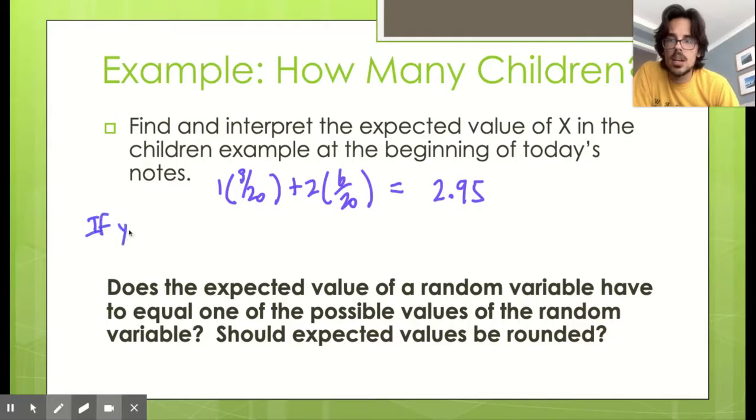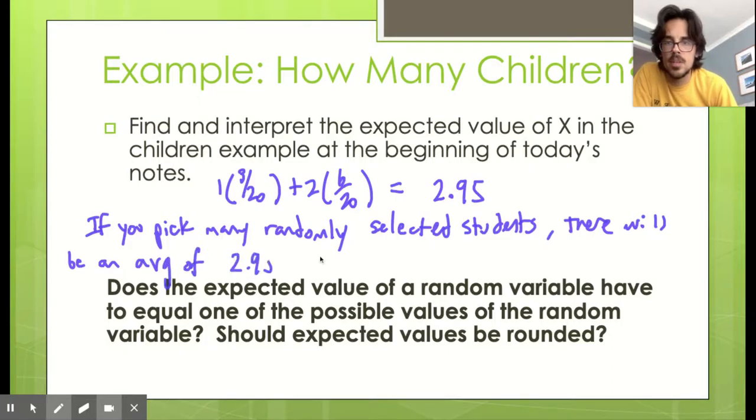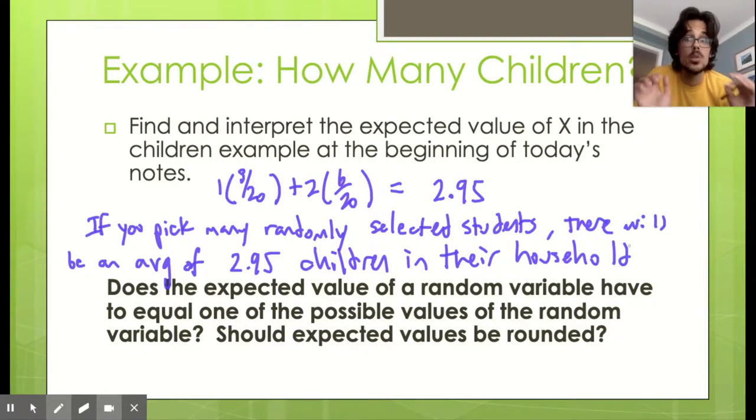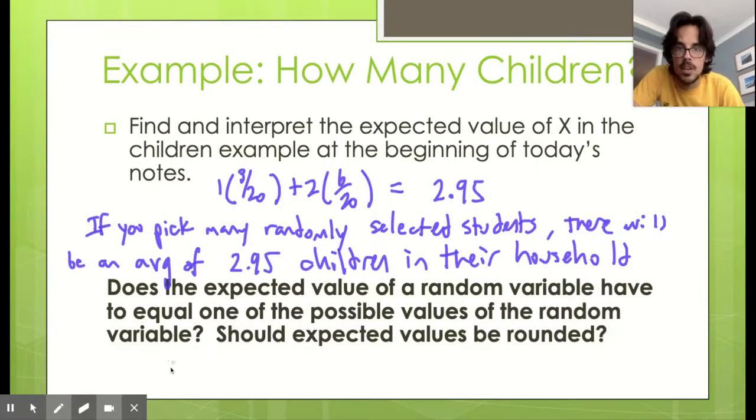So if you pick many randomly selected students, there will be an average of 2.95 children in their household. Now, obviously, nobody has 2.95 children in their house. That's okay. Expected value can be a decimal. It's just meant to convey the average over a large amount of possibilities. So that is a discrete random variable and how you find its expected value. So, this part right here, does the expected value for any variable have to be a value in the problem? No. And no, decimals are fine.